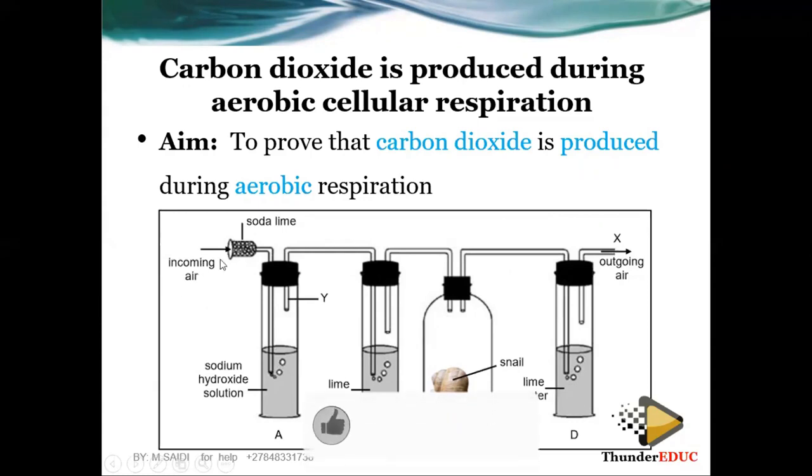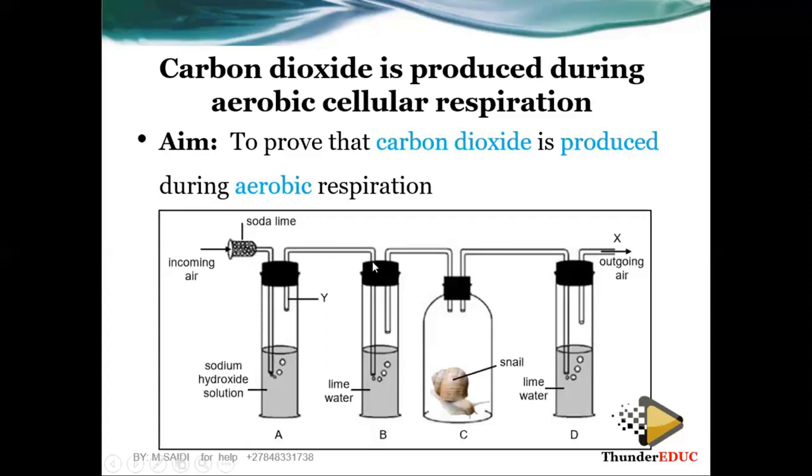The air comes from the atmosphere. When it comes like this, it finds sodium hydroxide. The function of sodium hydroxide is to remove carbon dioxide from the air which has come in. So when this air passes through this liquid, the carbon dioxide will be removed from it. So it will have other components, including oxygen, without carbon dioxide.